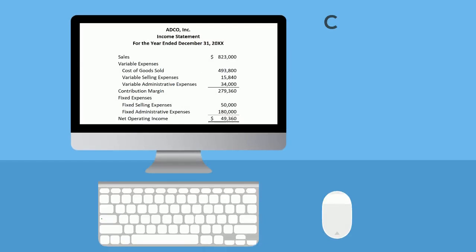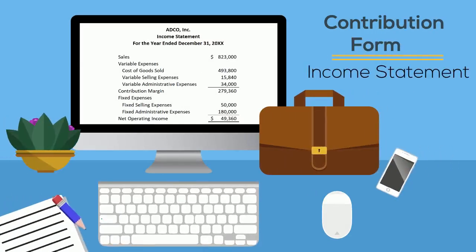Another way to look at this same information is to rearrange this income statement. We can still have all the same information, but put it in a way that may help us make decisions better in some instances. We can take some of the cost classifications and arrange the income statement based on those. This is a contribution format income statement.